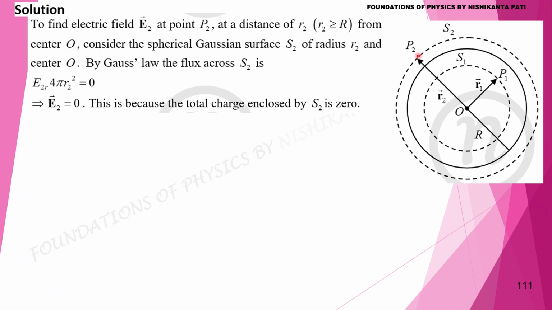Now we need the electric field at P2. So similarly, the flux is E into 4 pi r square. Then this should be enclosed charge by epsilon 0. What is the enclosed charge? This is the totally enclosed charge. This is Ze and this is minus Ze. So the enclosed charge is 0. That is why the E radial component is also 0 and the electric field is also 0 at P2.